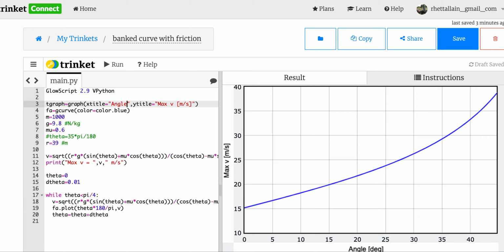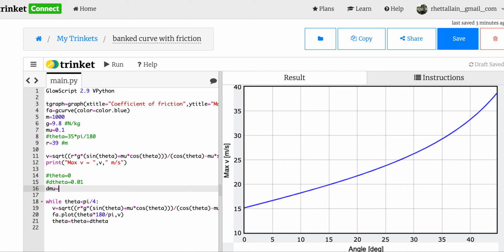What if I change the coefficient of friction? Oh, what about 0? Oh, 0, I can still go. I can still move, right, because I have friction. Okay, so let's say this is coefficient of friction, and let's go from 0.1, and let's put an angle theta now of, I already had 35. And then I need a d mu of 0.01. And so now all I have to do is change on here while mu is less than 0.8. And over here, instead of theta, I'm going to plot mu.